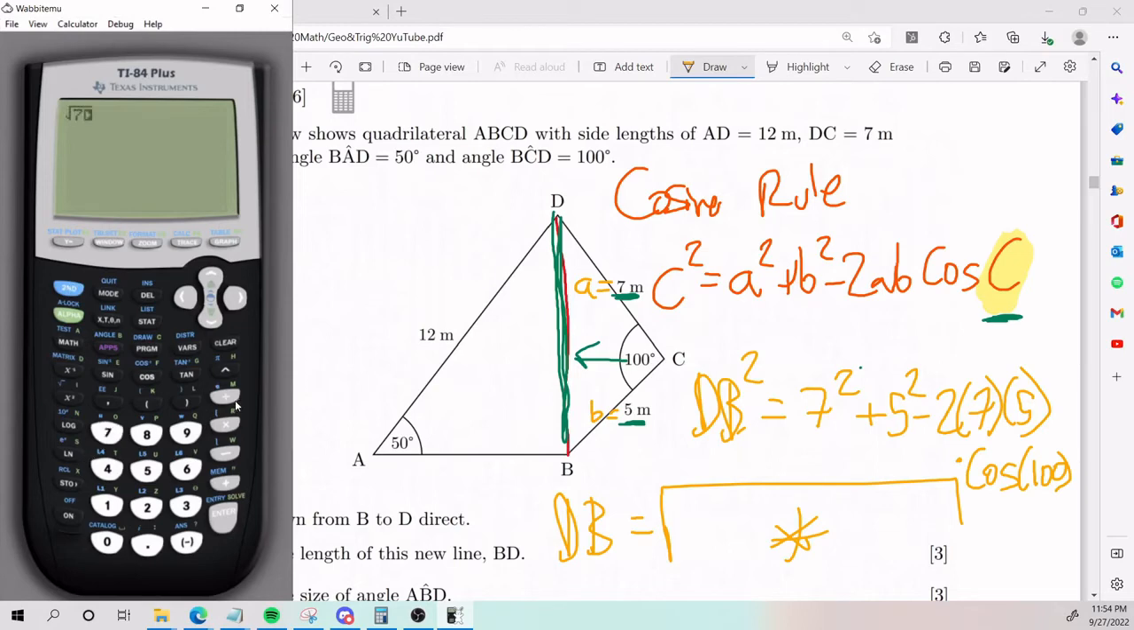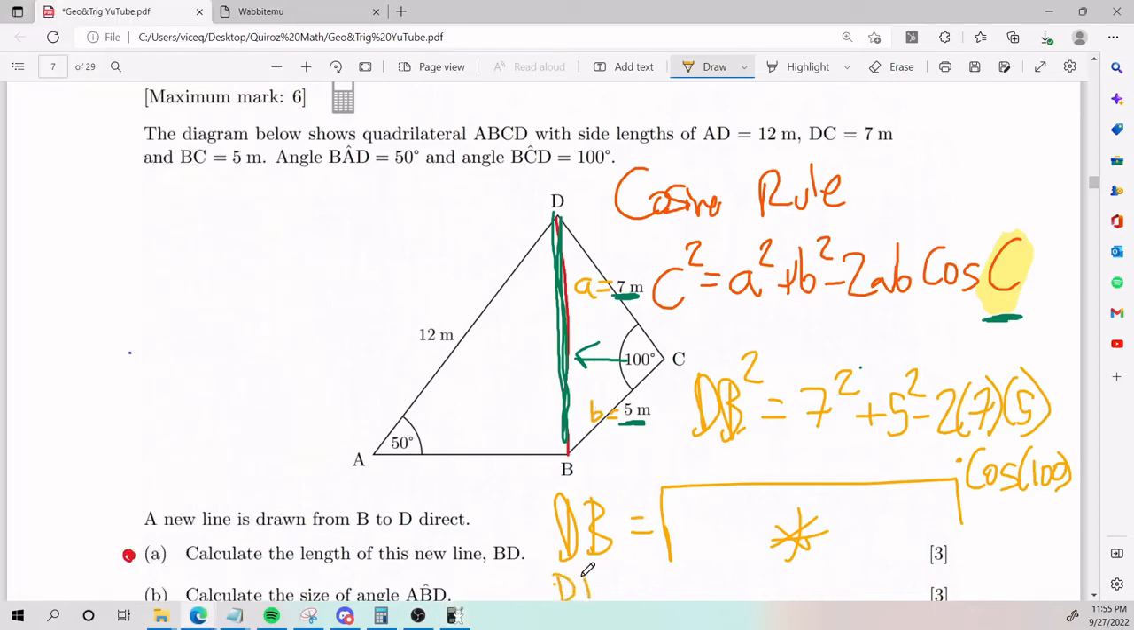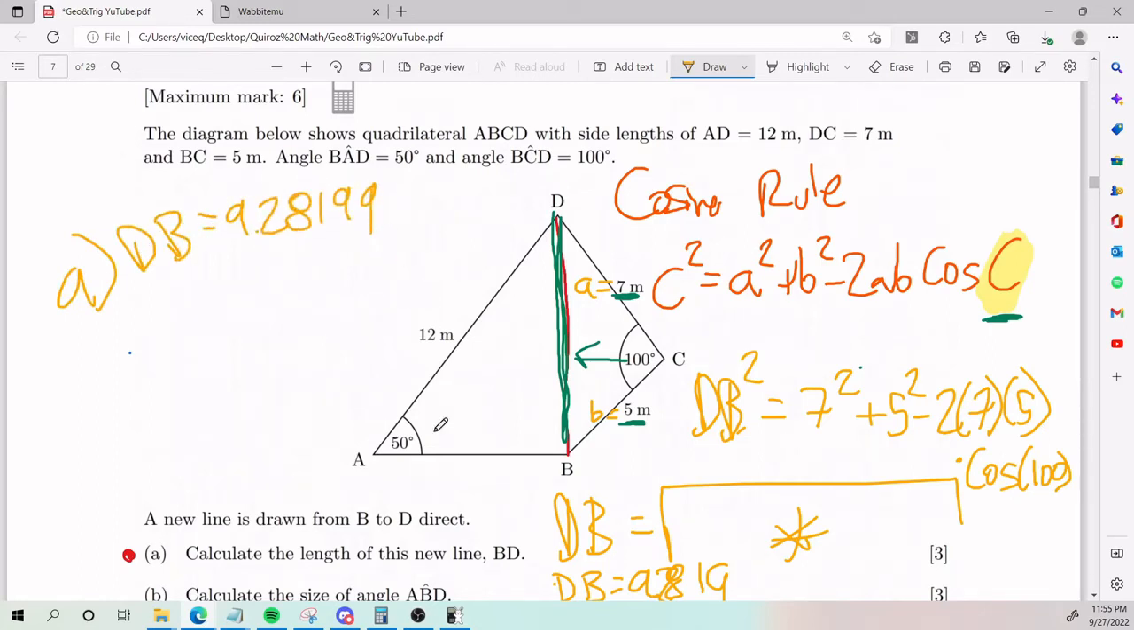So square root of 7 squared plus 5 squared minus 2 times 7 times 5 times cosine 100. Awesome possum, we get 9.281. So dB is going to be 9.281... sorry, 9.281. See? So part A, dB equals 9.28199. Awesome possum. That is for part A.